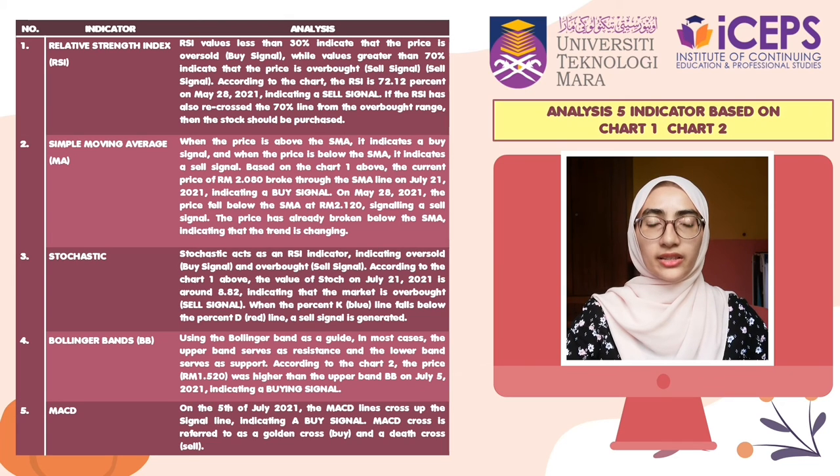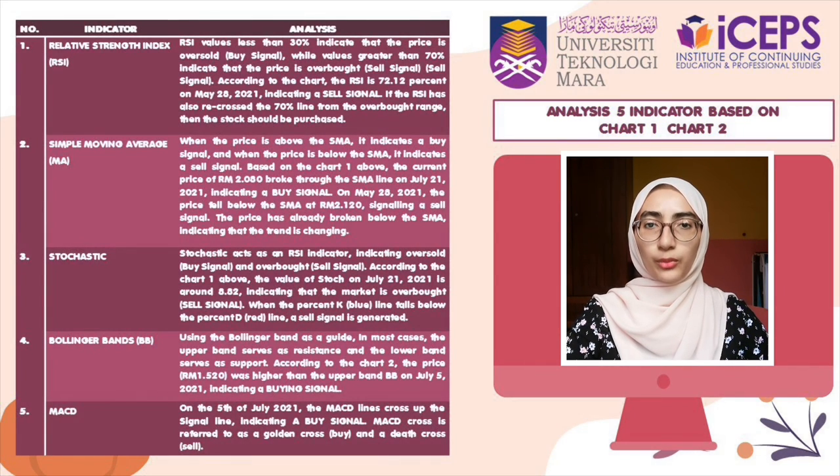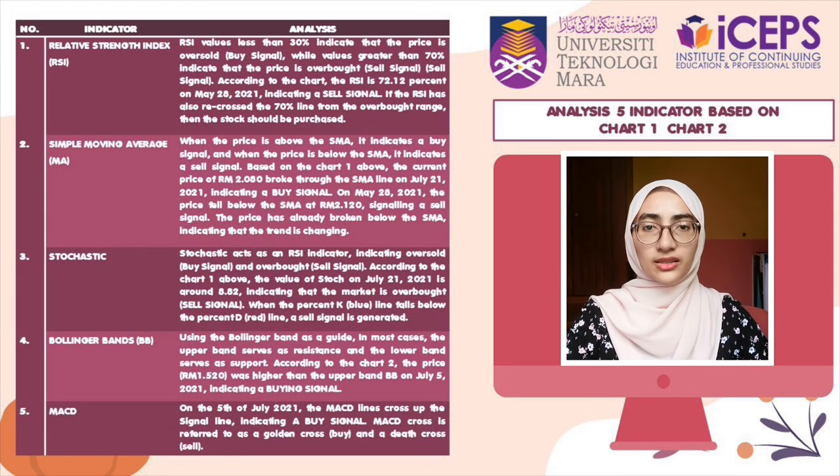An RSI value less than 30% indicates that the price is oversold, while values greater than 70% indicate that the price is overbought. According to the chart, the RSI is 72.12% on May 28, 2021, indicating a sell signal.